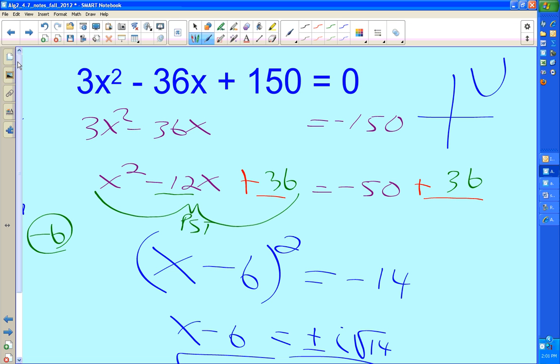The vertex is above the x-axis. No real x-intercept. Above the x-axis, and you're horseshoe up. Nailed it.